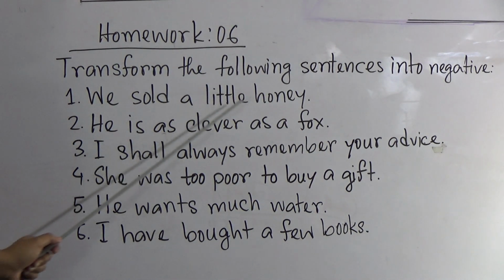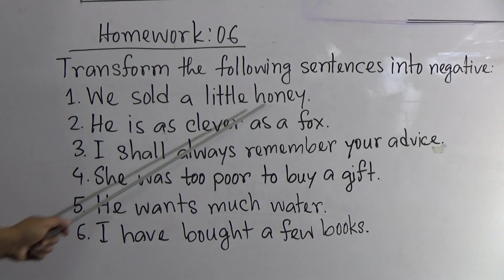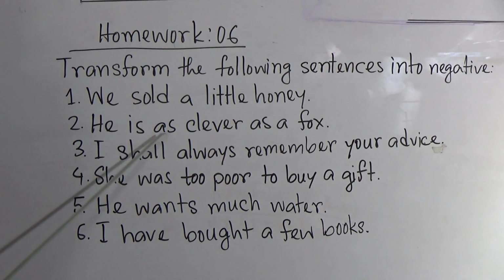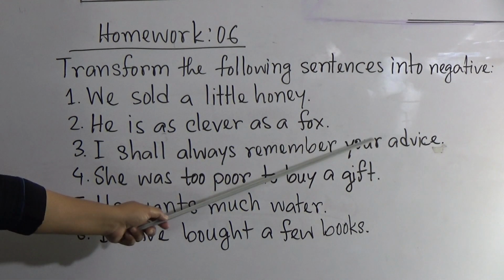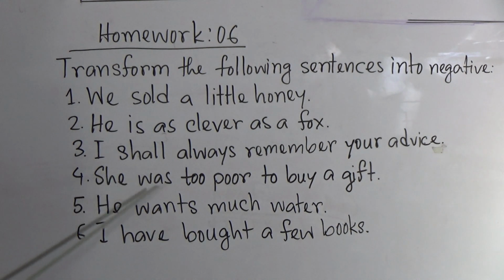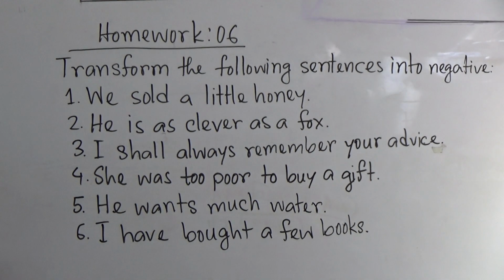Number 1, we sold a little honey. Number 2, he is as clever as a fox. Number 3, I shall always remember your advice. Number 4, she was too poor to buy a gift. Number 5, he wants much water. Number 6, I have bought a few books. So you can take the screenshot and then you can do your homework.